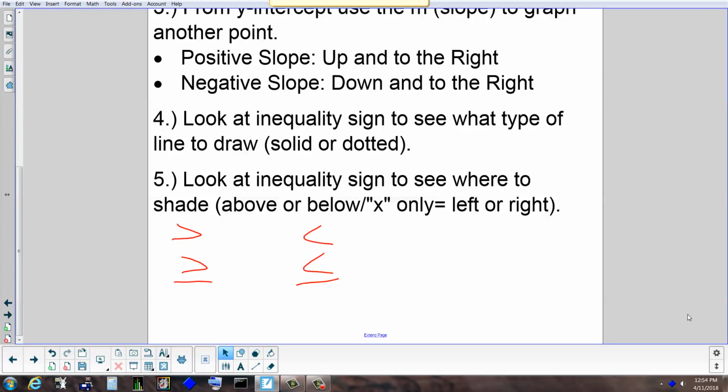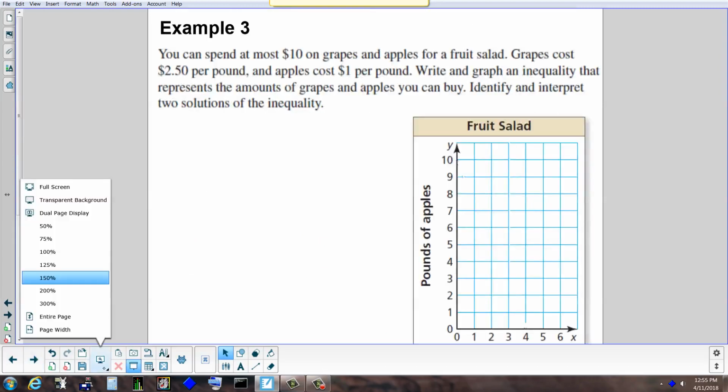All right. So guys, example 3, the word problem. We'll do that one first. Mr. Ward, you want me? I hate word problems. They are really scary. No, they're hard.